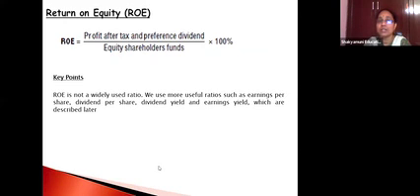So equity shareholders will get only after distributing to the preference shareholders, right? So we have to take PAT and deduct the preference dividend. So profit after tax and preference dividend is the final profit that is available to the equity shareholders. And how much is that percentage? Simple ratio, profit after tax and preference dividend divided by equity shareholders funds multiplied by 100%. This is return on equity. So how much return is being earned by equity shareholders?